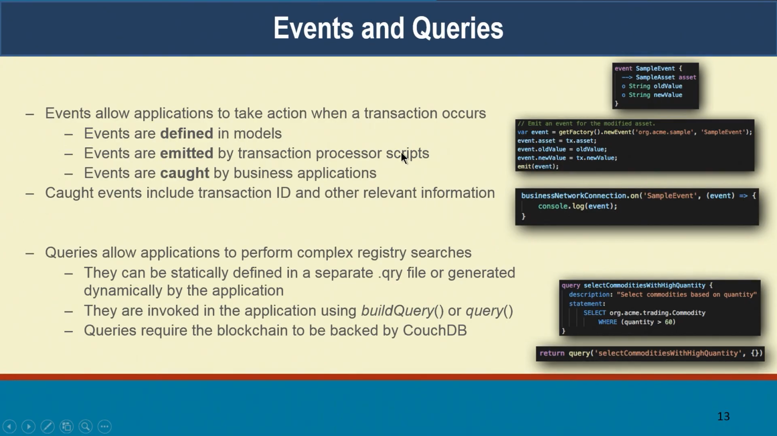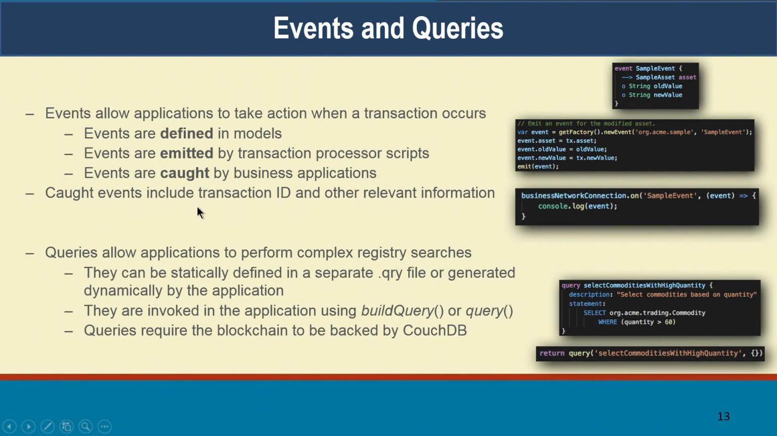So with events, this is similar to the Fabric events that I mentioned, right? So again, with Composer events, you can define events on the models. The events are defined as part of the models themselves. So when you're defining your model file, you can say this is a particular event defined in the model, and based on the events defined, you can emit them as part of your JavaScript functions, your transaction logic. And business applications can trap these events and perform other functions on top. Right? So this is very similar to the chain code events that I mentioned to you in Fabric.